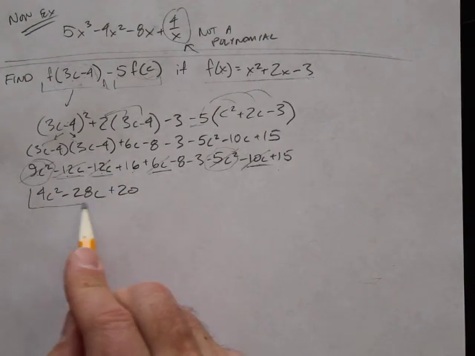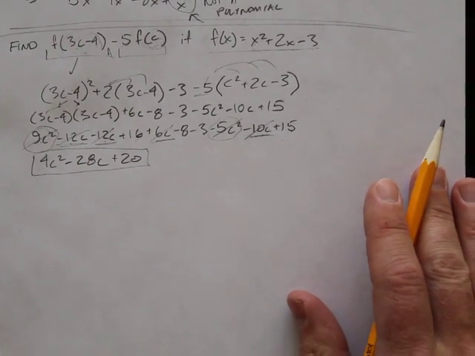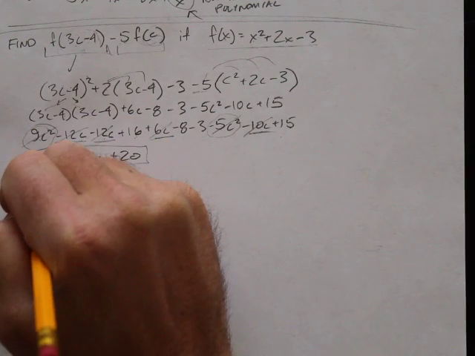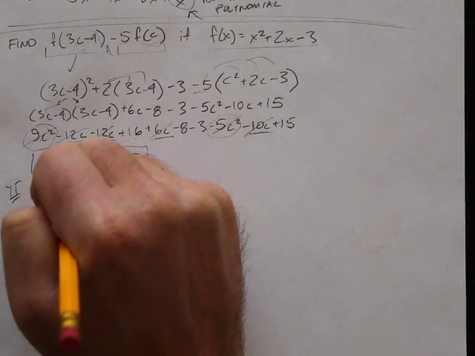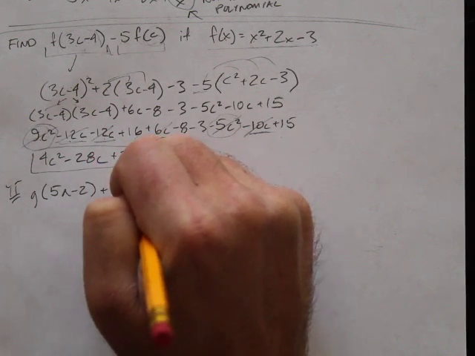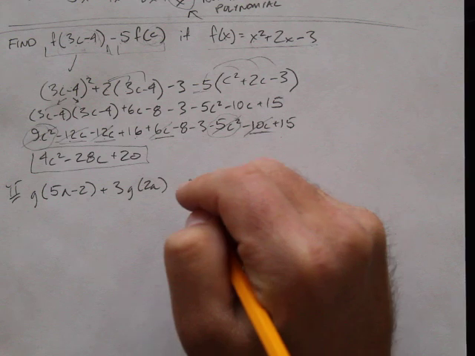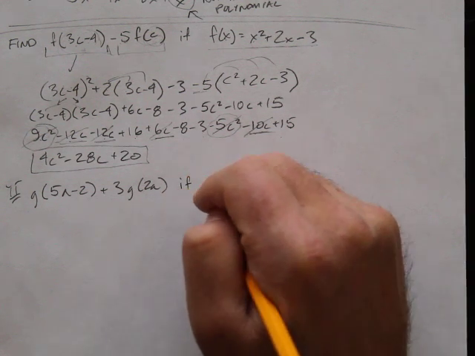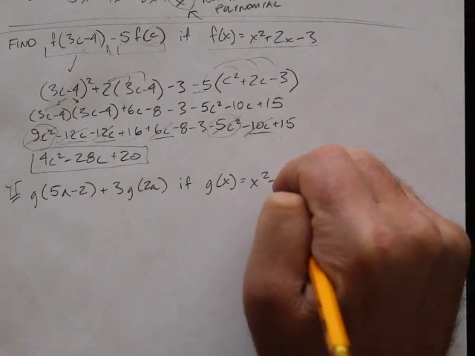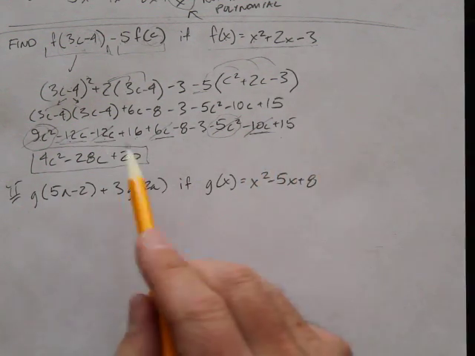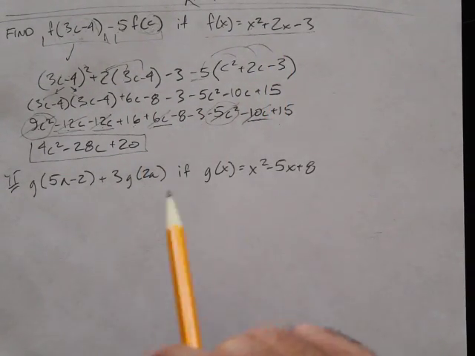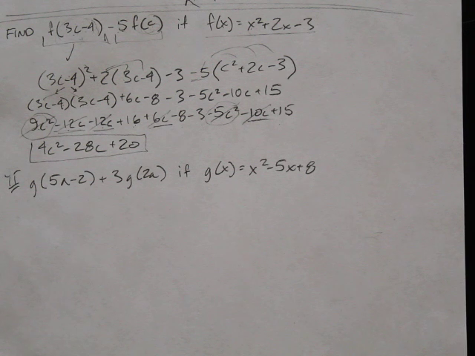And there's my answer. All right, let's see if you guys can do this. g of 5a minus 2 plus 3 times g of 2a, if g of x equals x squared minus 5x plus 8. So just do what we just did, but with these values. All right, go ahead and pause and get to work.